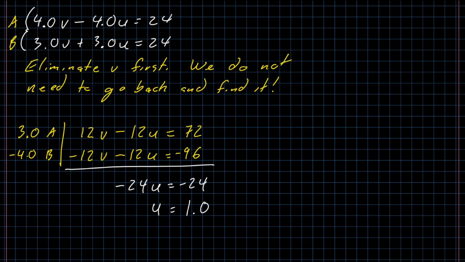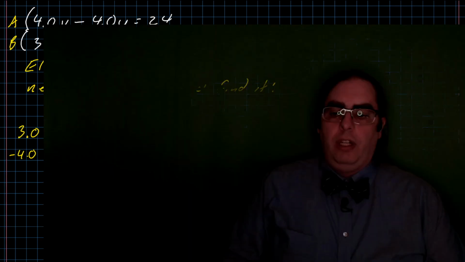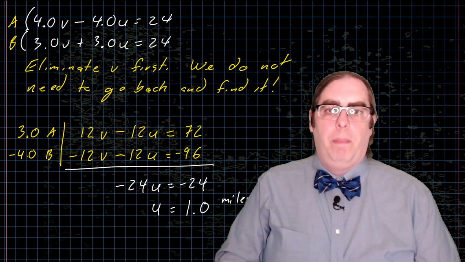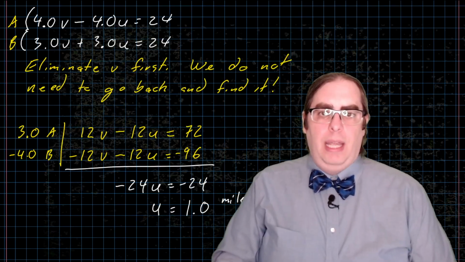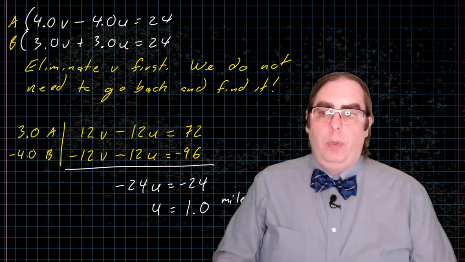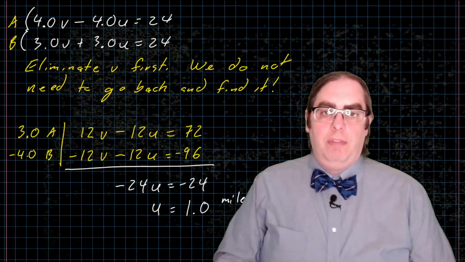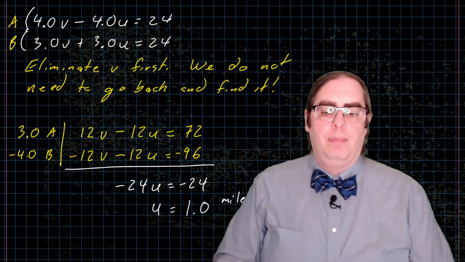Now you have to kind of stop and scratch your head and figure out what the units are. Remember that u is a rate of speed. Our distance was given in miles. Our time was given in hours, so the rate must be in miles per hour. The river is flowing at a rate of 1.0 miles per hour. And that's it. We don't need to finish anything. We don't care what v is. We have answered our question.